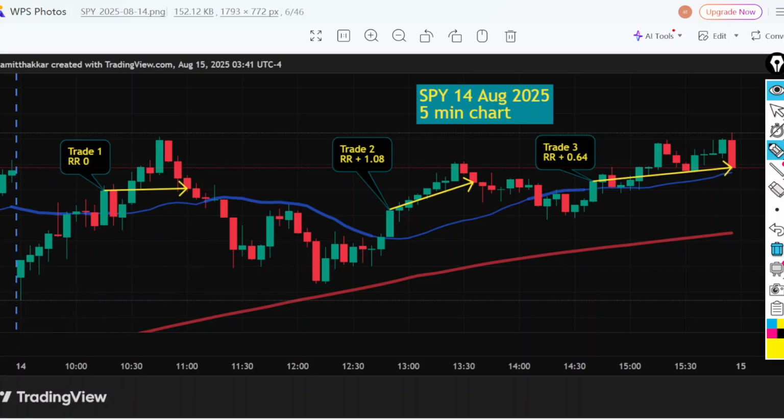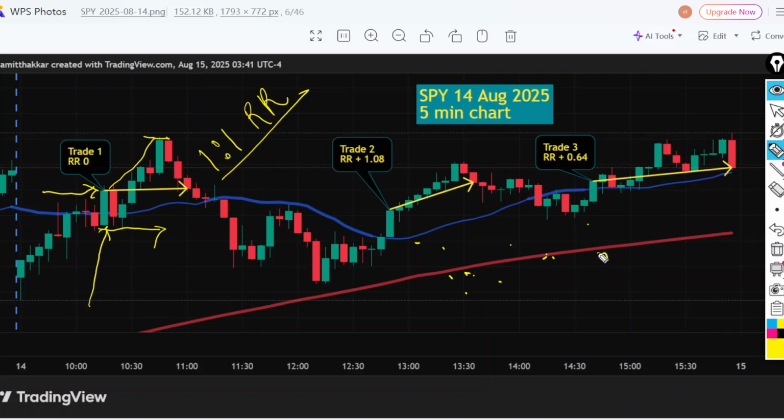Okay, so if you see this candle, this is a strong bullish candle and it closes above 20 period moving average. So we will take first trade on the close of this 5-minute candle, and if you see, it has moved till here. Our stop loss is below the low of this candle. If you see, this market has moved more than 1:1 risk reward ratio.